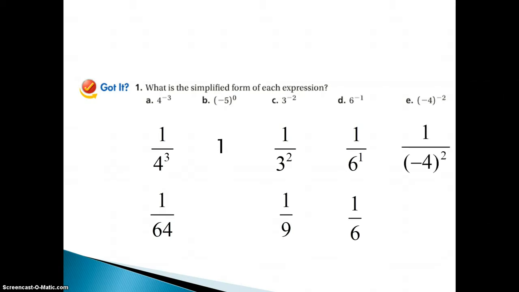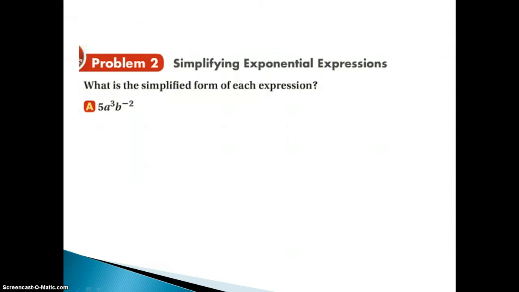So if I want to change that to have a positive exponent, I'd write it as a fraction in the denominator. Notice that the negative 4 is the base, and the base does not change. The base does not become positive. The negative 4 stays negative. The only thing that changes to positive is the exponent. So now if I simplify this, 1 over negative 4 squared, negative 4 times negative 4, I would have 1/16.